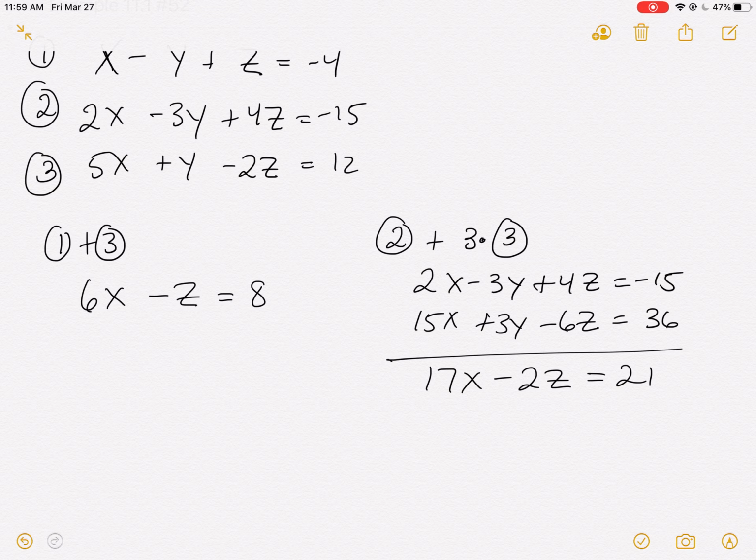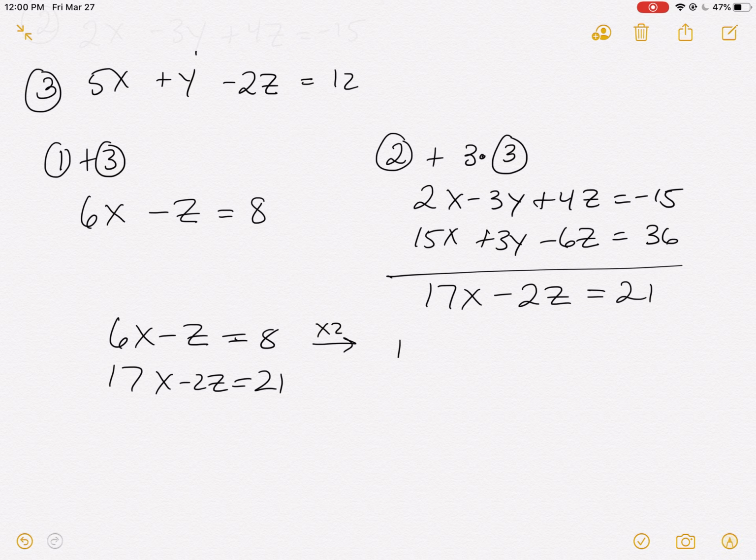The 2 by 2 system that consists of 6x minus z is equal to 8, and 17x minus 2z is equal to 21. So you could do this either by substitution or elimination. I'll just keep with the elimination. I'm going to go ahead and multiply that top equation by 2. And if I do, I get 12x's minus 2z's is equal to 16. And here I'll just bring this one over.